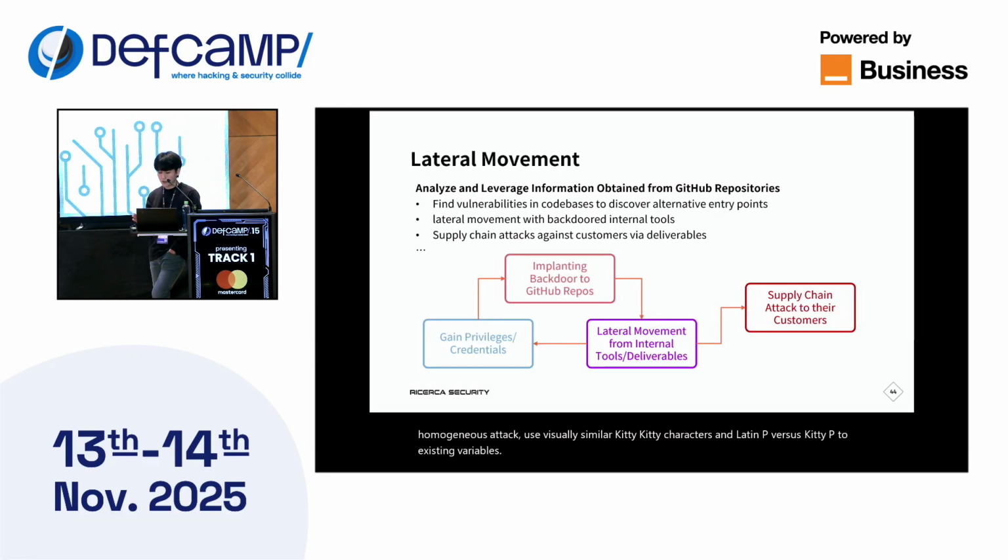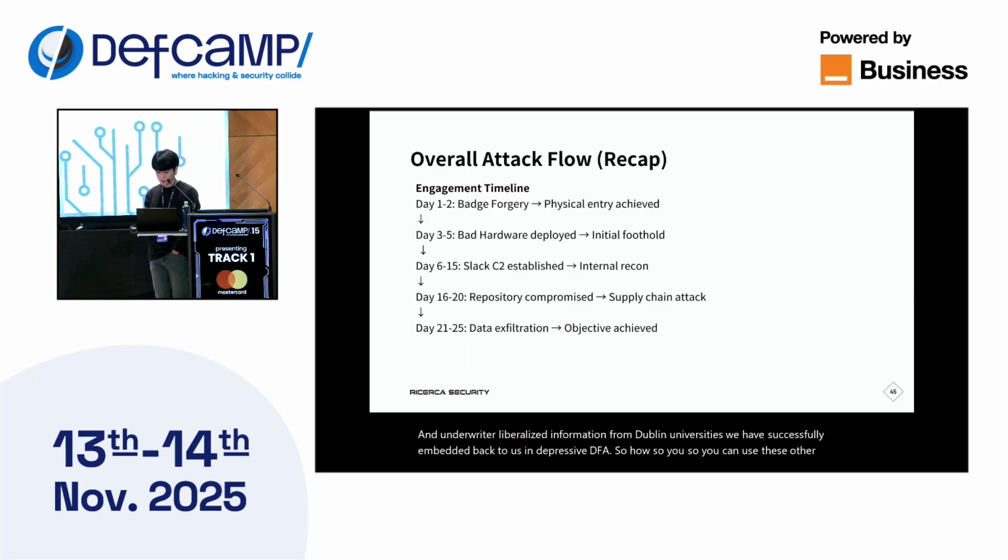And analyze and leverage information from GitHub repositories. We have successfully embedded backdoors in repositories this way. So you can use these attack techniques for supply chain attacks. And let me review the overall timeline again. By progressively advancing the attack step by step, we ultimately achieve our objectives.